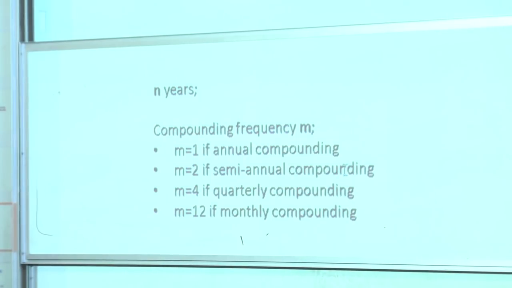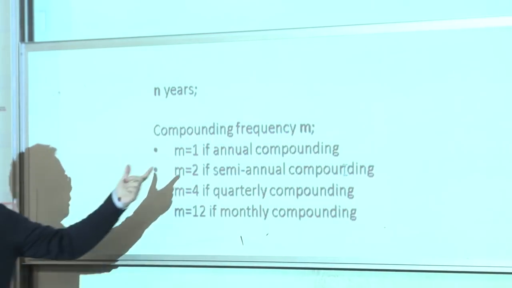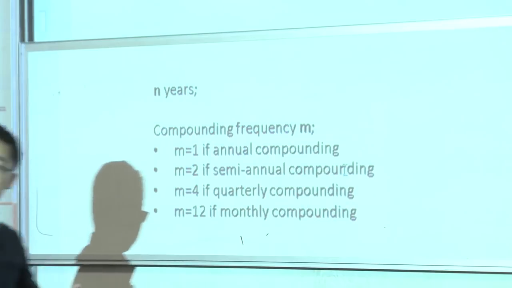Let's say it's n years of investment time periods, and the compounding frequency is m. What does m mean? It could be annual compounding, semi-annual compounding, quarterly compounding, or monthly compounding. So how many times is a cash flow compounded within 1 year? If it's annual compounding, just one compound; semi-annual, 2 times, or twice; quarterly, 4 times; monthly, 12 times.